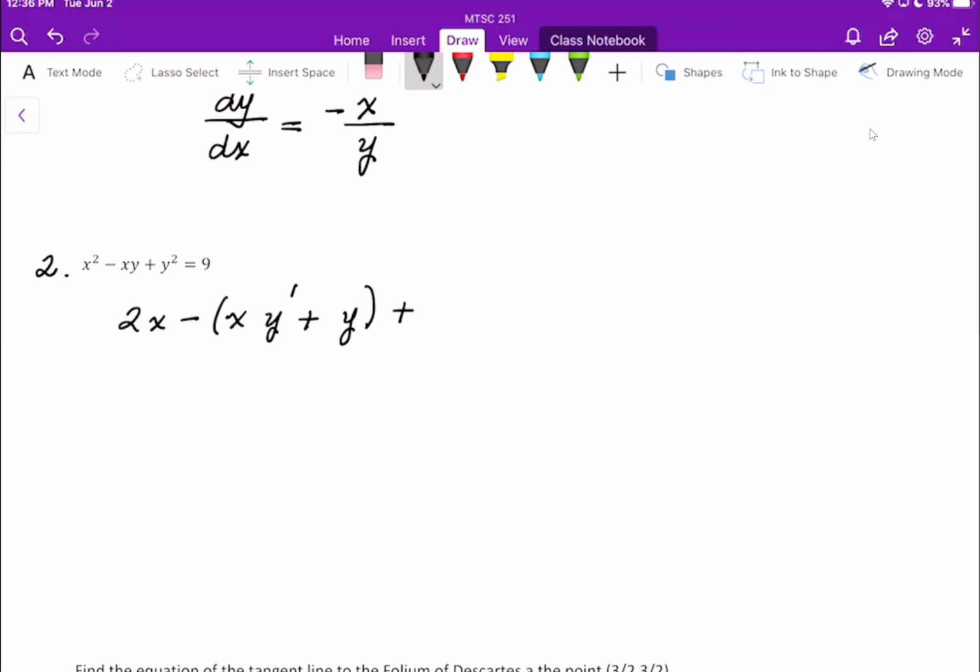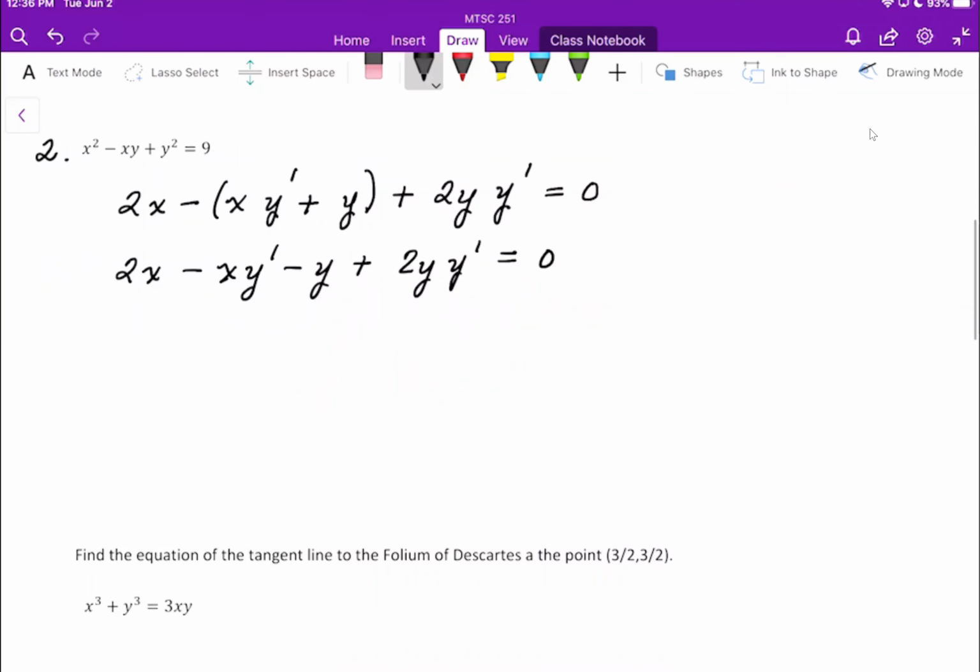Then we're going to take the derivative of y squared. We're going to get 2y. We have to multiply by dy dx, that's y prime. And the derivative of 9 is 0. So now we have 2x minus x y prime, minus y, plus 2y y prime is equal to 0.